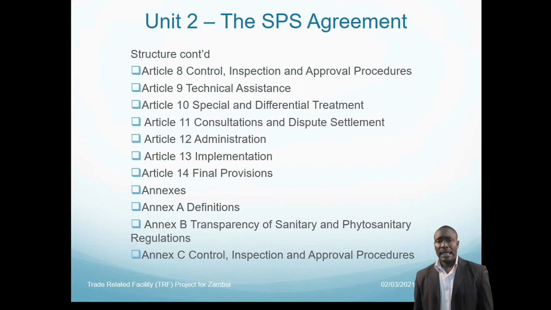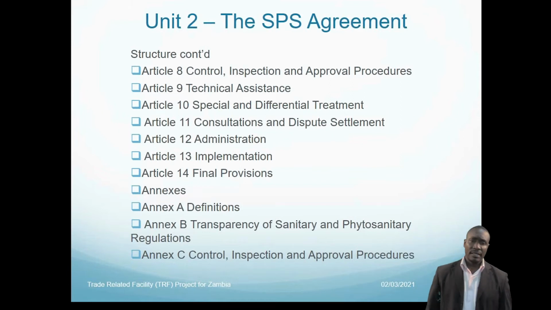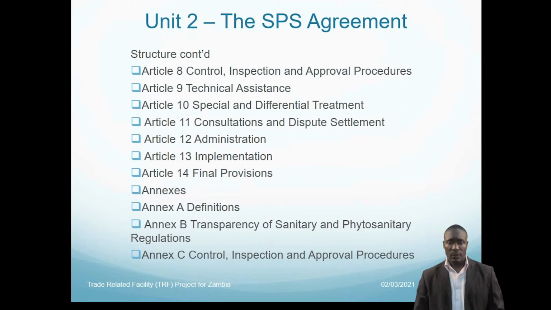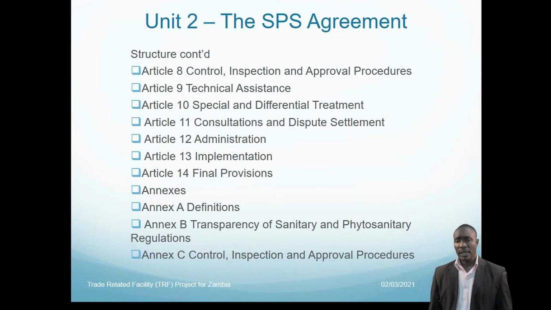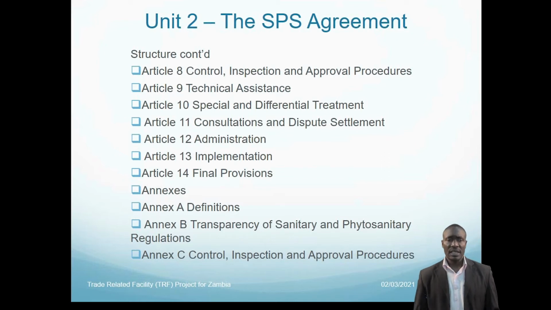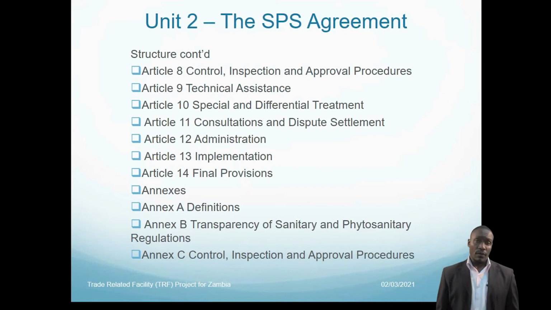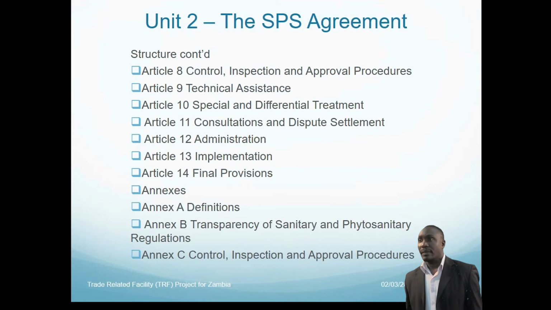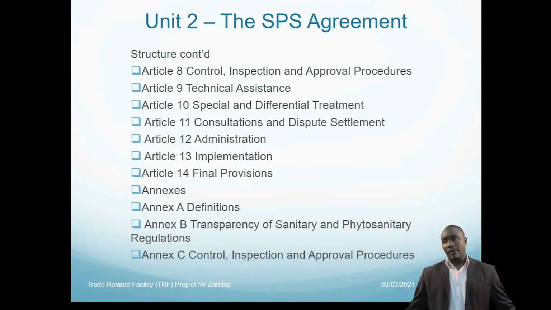Okay, Article 8, control, inspection, and approval procedures. Article 9, technical assistance. 10, special and differential treatment. 11, consultations and dispute settlement. We'll do a little bit more on Article 11 also. And then administration. This is where you find the SPS committee being established. It is established in Article 12 of the SPS agreement that there shall be an SPS committee. And then the implementation. Final provisions.